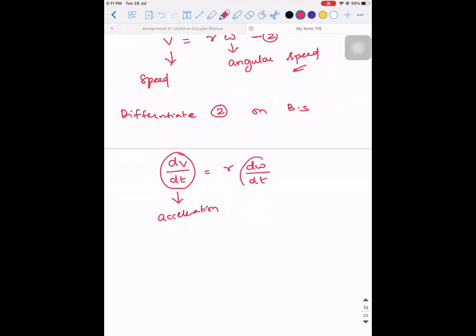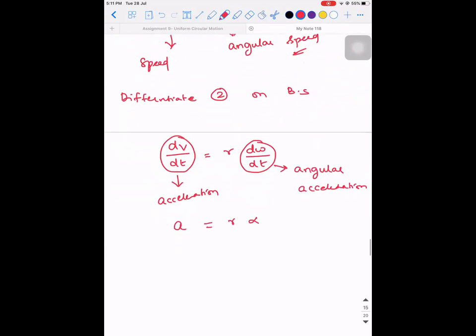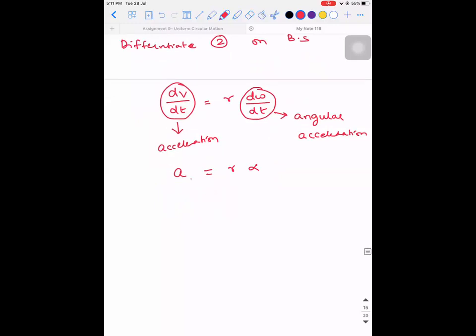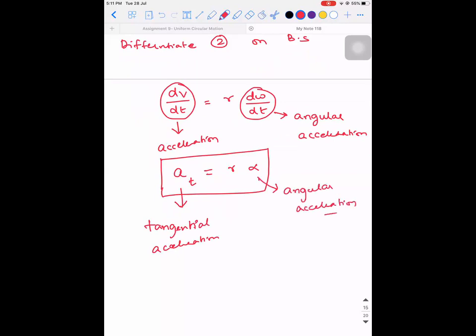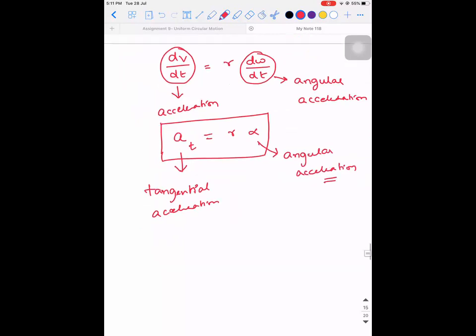Acceleration, d omega. Okay, so a is equal to r into alpha, but the only difference you need to have in your mind is that this acceleration is called the tangential acceleration. And this is called angular acceleration. So what is the relation between all these three?